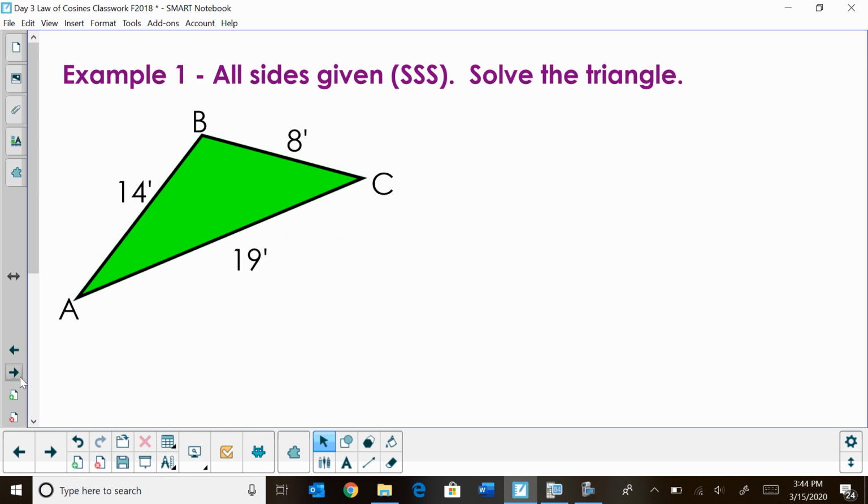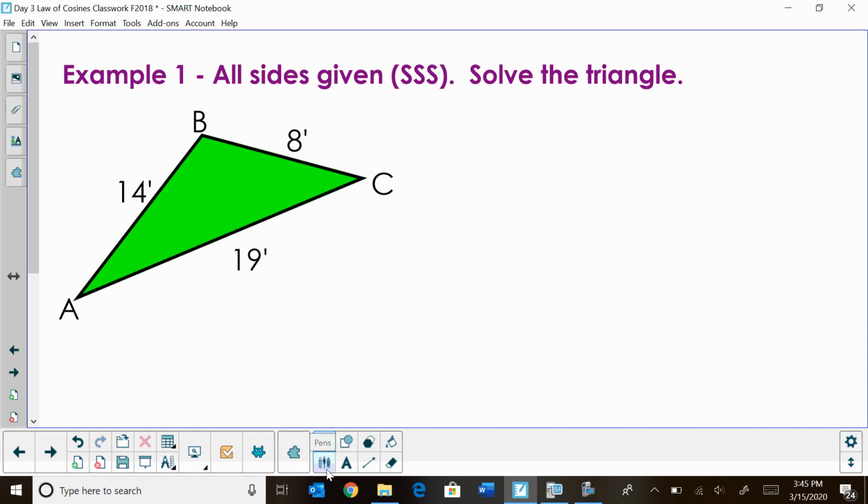So let's try a couple of these. We're going to start with example 1. This is where we're given all three sides. We're going to solve the triangle, meaning we're going to find all three angles. So let's start with the largest angle. The longest side is this side AC, which is 19 feet. So that means angle B would be the largest angle.